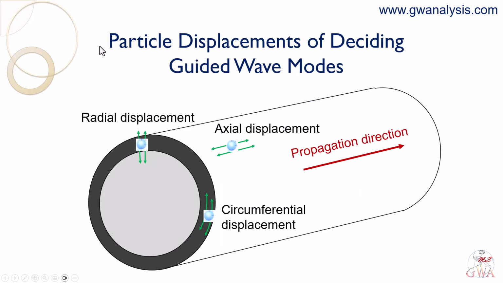Now let us talk about guiding modes in pipelines. As we know, wave modes are determined by particle displacement, so we first need to know what kind of particle displacement exists in a pipeline. There are three particle displacements: radial displacement, axial displacement, and circumferential displacement. The wave propagation direction is along the pipe axis for guide wave testing of pipelines.